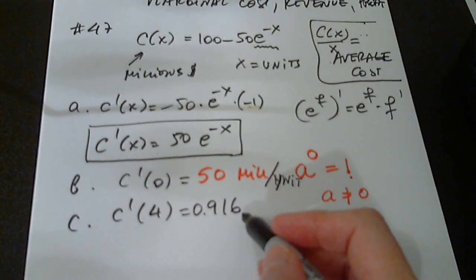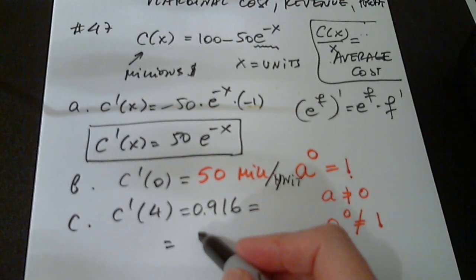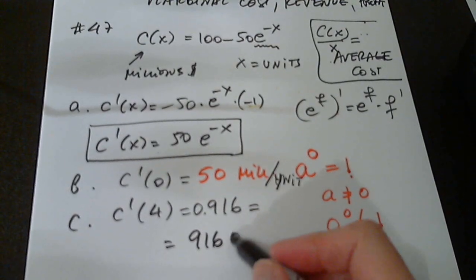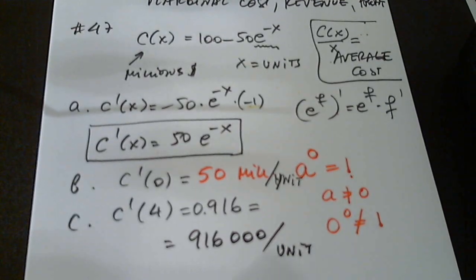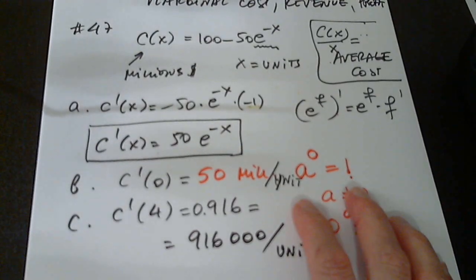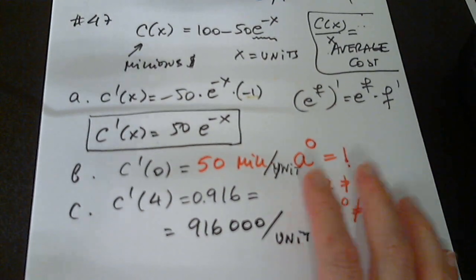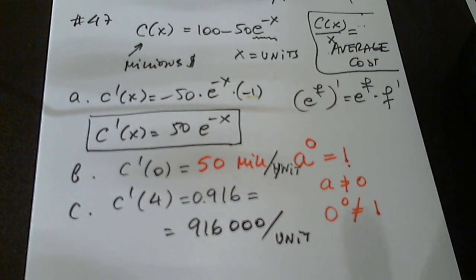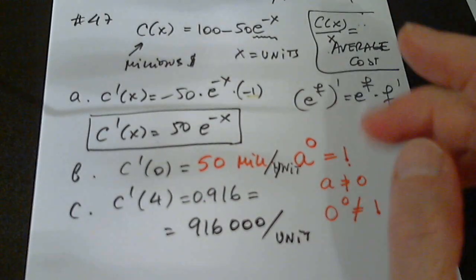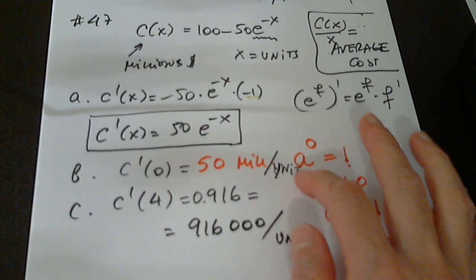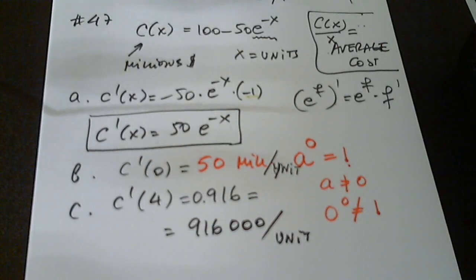so this is in millions. So this is 916,000 per unit. Maybe they meant something else, but they are saying that x is unit. So if there is an error in the problem, that's a different story. But once they say unit, it has to be unit. It's the measurement unit of y over the measurement unit of x. There is no discussion there.